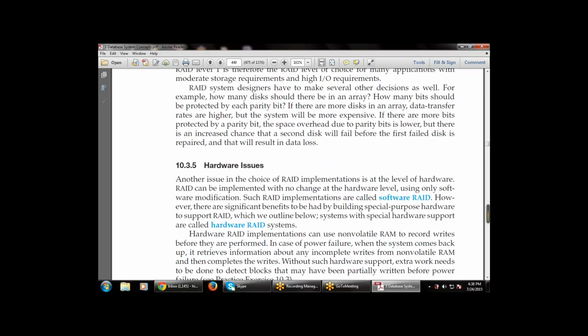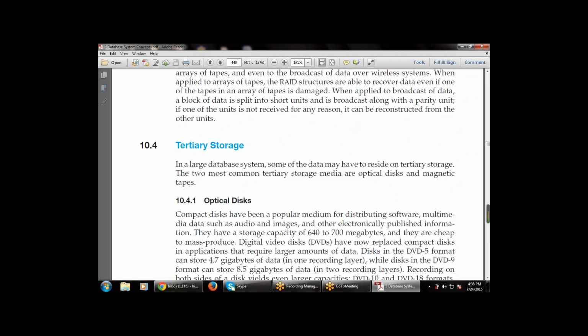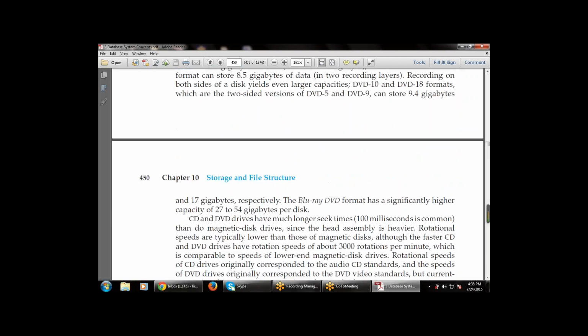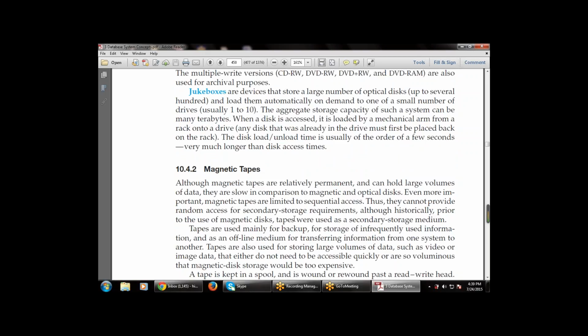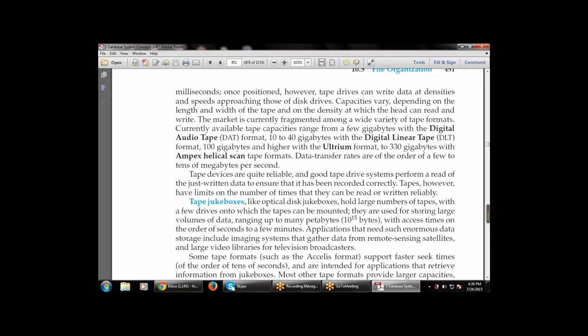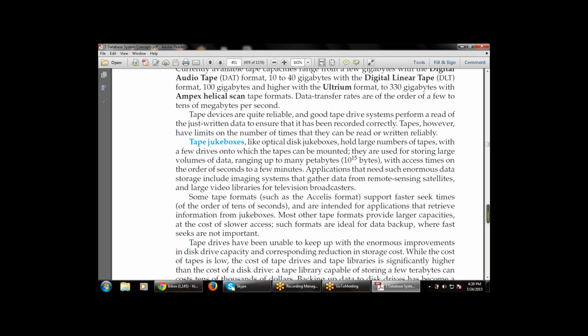Then there are hardware issues, that is what are the various hardware issues that are available with the RAID levels. So one of the main issues that is available is the hardware issue as well as the software issues. Then we have also discussed about the tertiary storage, that is the optical disk that contains the CD-ROM and the optical disk. Then there is a magnetic tape, that is a tape that stores the data in a magnetic tape style. And the tape is kept in a spool and it is wound or rewound past a read-write head.